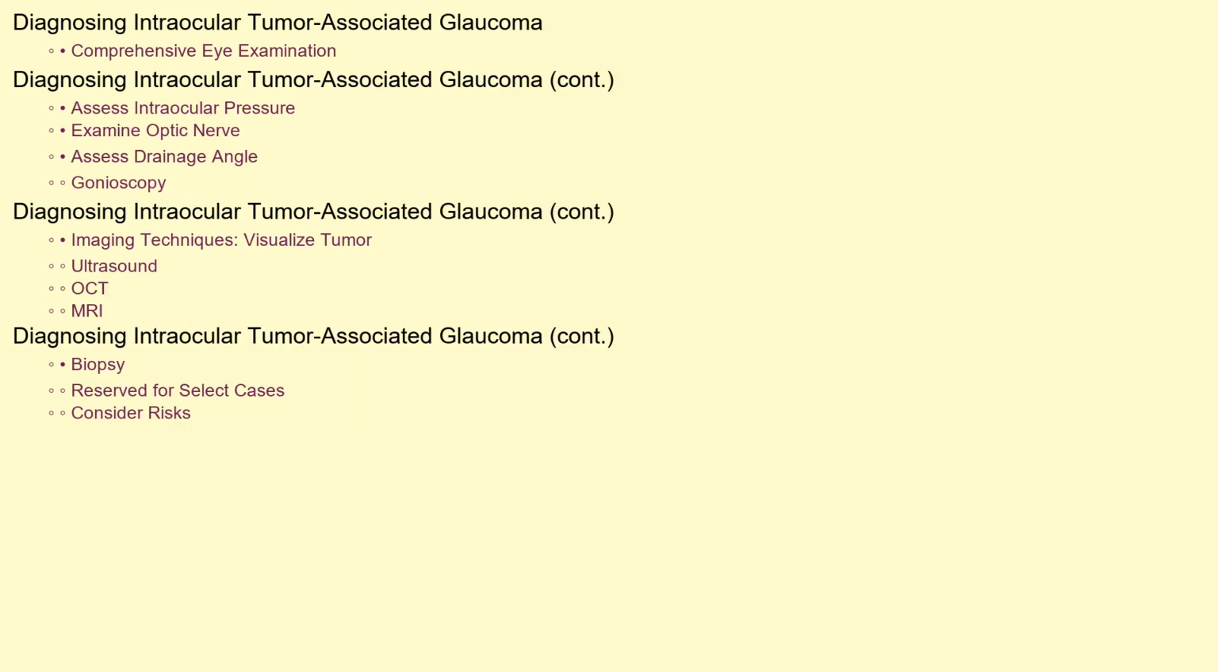Diagnosing intraocular tumor-associated glaucoma requires a comprehensive eye examination. This includes measuring intraocular pressure, examining the optic nerve for signs of damage, and assessing the angle of the eye where fluid drains. Gonioscopy allows the doctor to view the drainage angle and identify any obstructions. Crucially, imaging techniques like ultrasound, optical coherence tomography (OCT), and magnetic resonance imaging (MRI) are vital for visualizing the tumor itself and determining its size, location, and relationship to surrounding structures. Biopsy, while sometimes necessary, carries risks and is carefully considered based on the clinical picture.